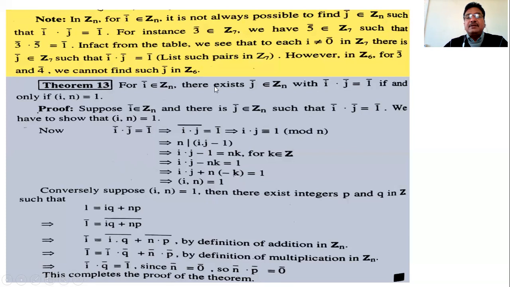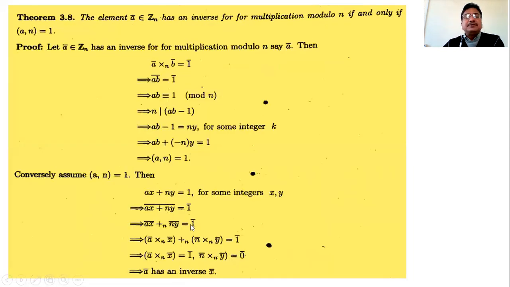For I bar in Zn, there exists j bar. This is the notation. That is, we have to find an element in Zn such that I bar into that element is 1 bar, and that element is q bar. So I bar into q bar is 1 bar, and this completes the proof of the theorem.